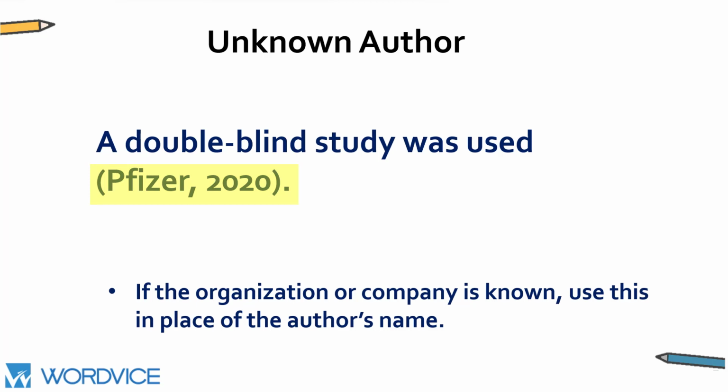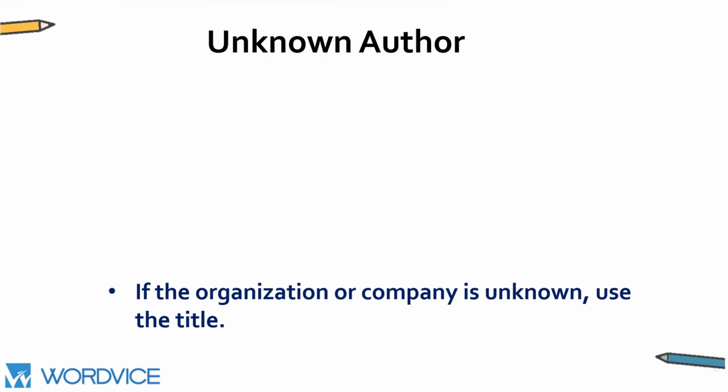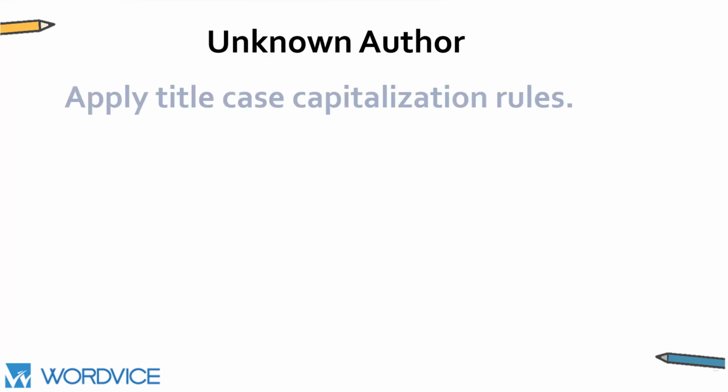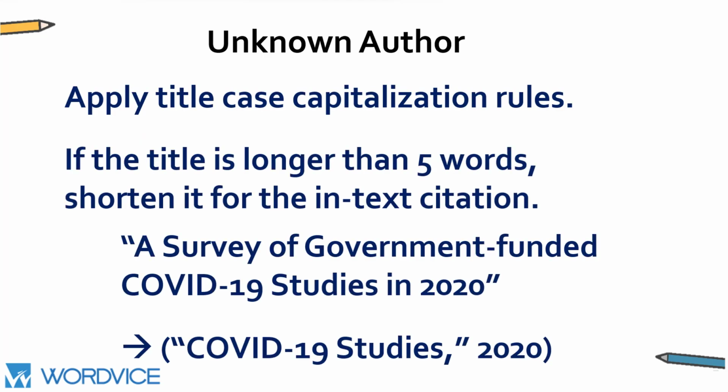If you do not know the organization or creator, then use the title. This can be especially useful when citing websites and other online sources, as the author is many times absent from the article's byline. When using a title instead, format it in the same way as it appears in your reference list. This means either using italics or double quotation marks, depending on your source type. Apply title case capitalization rules when citing the title. If your title is longer than 3 to 5 words, shorten it in the in-text citation.